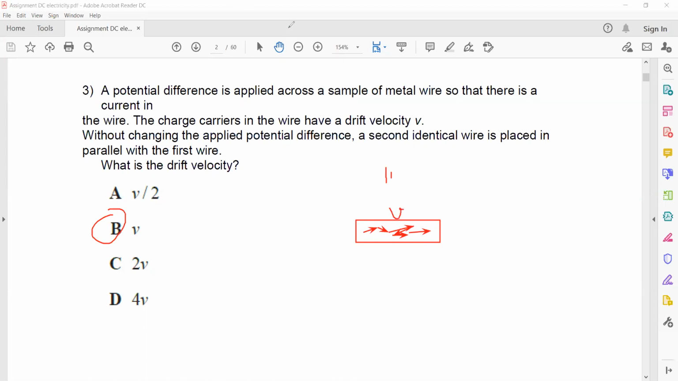Now you connect another one in parallel. If you connect another one in parallel, it is receiving the same voltage from the battery, and it is identical. So what happened to the drift velocity? If both are identical, they are the same, because the drift velocity, on what factors does it depend?